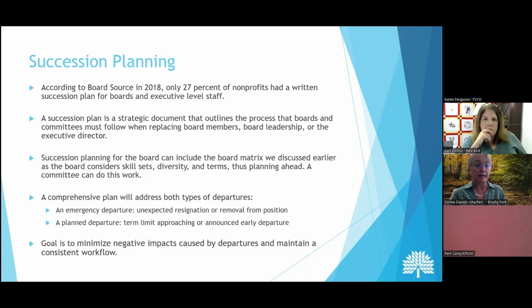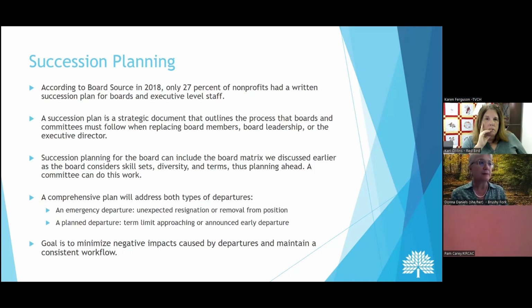I'm on a board that has a committee on trustees, basically. That committee's role is to keep in mind how we are going to move ahead with recruitment. Who do we need on the board next? And what skill sets do we need, and that type of thing. And so you can assign that.